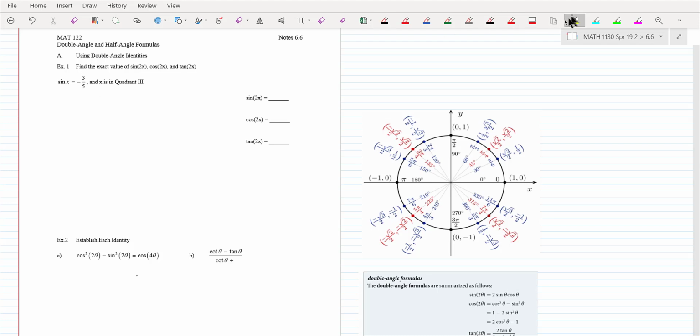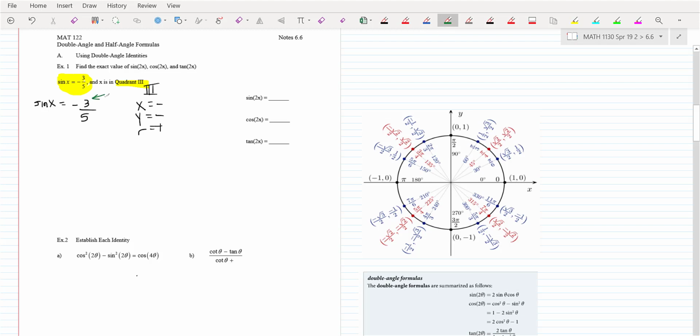So on this particular problem, you're given that the sine is -3/5, and that you're in quadrant 3. We're going to figure out the sine, cosine, and tangent of 2x on each one of these. Let's start with the sine of 2x. What I would recommend is, you have sine of x given as -3/5. Since you're in quadrant 3, that means x is negative, y is also negative, and r is positive. You should be able to do all this in your head.